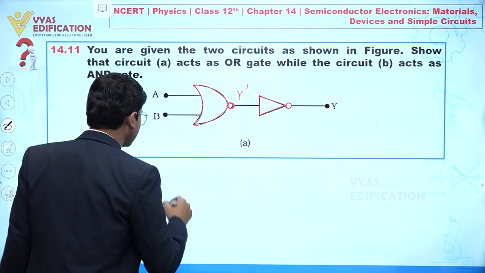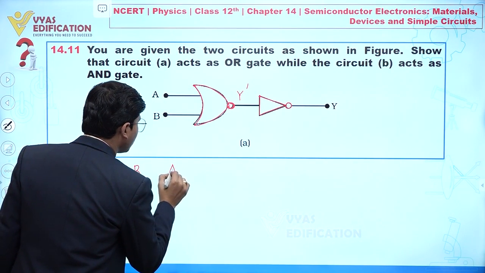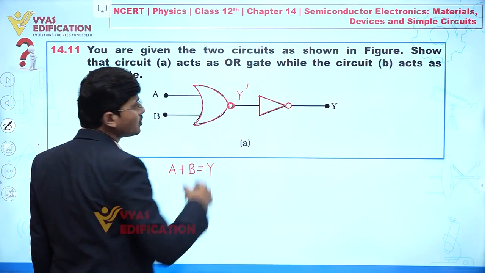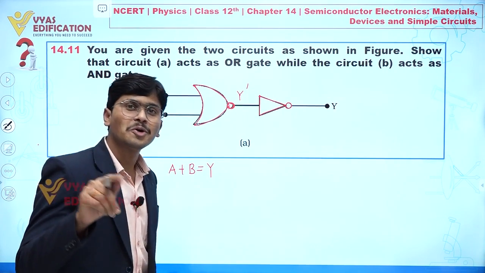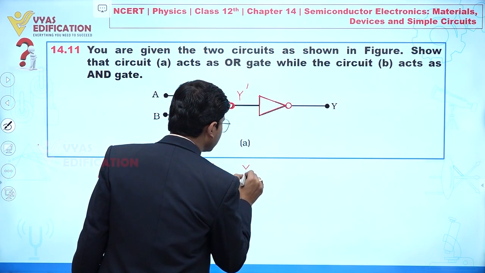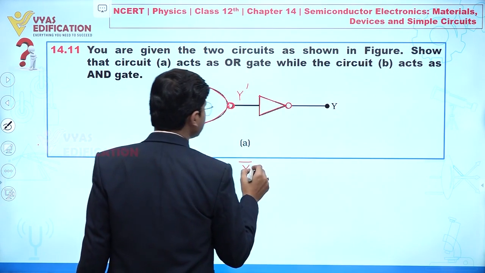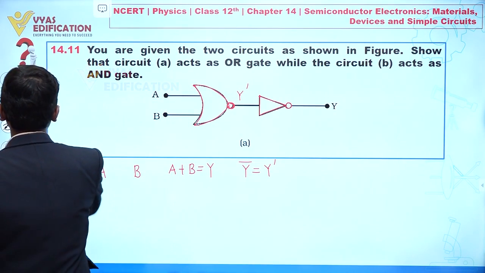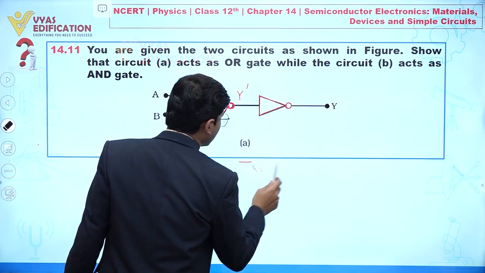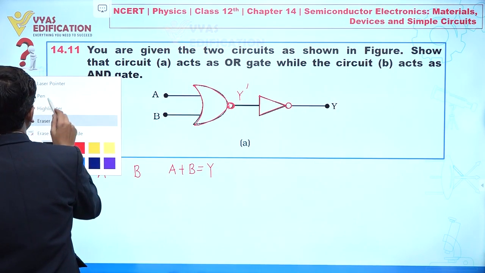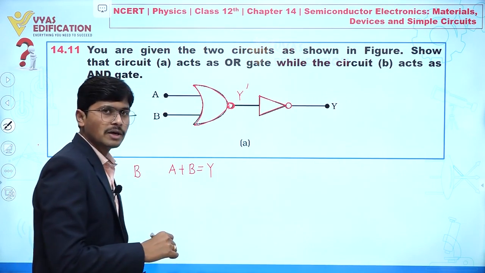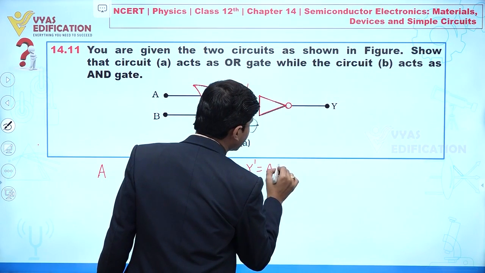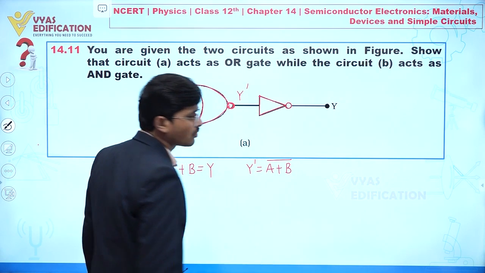And this Y dash is actually what? First I am getting A plus B, and this should be equal to Y, because this is not an OR gate, this is a NOR gate. So I will find this is Y bar, and we can say this is equal to Y dash. Or you can also write it like this: if you are getting confused, directly you can say Y equals A plus B, and then Y dash is A plus B, and this is not.